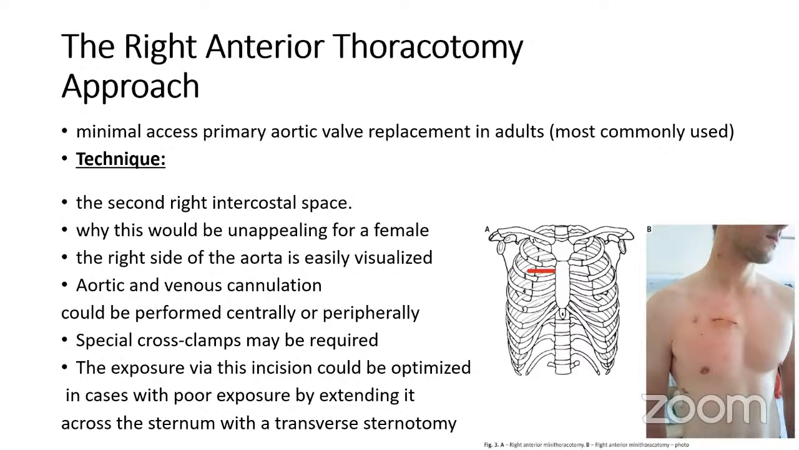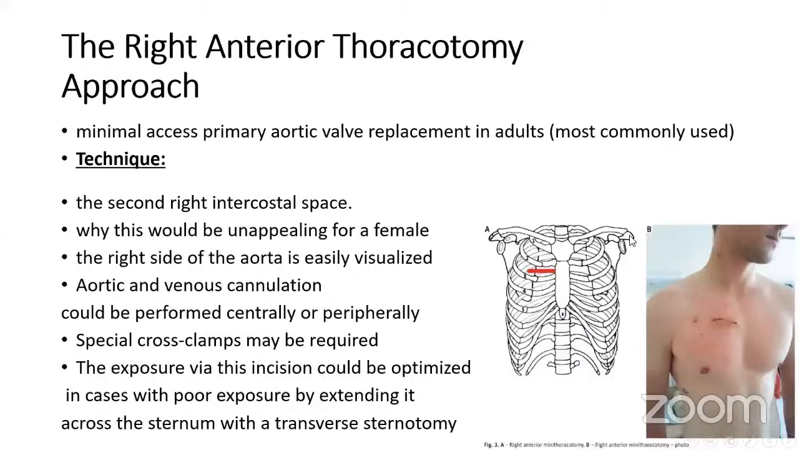Then the aortic and venous cannulation will be done, and it is better done peripherally if you can. Then a special clamp may be required to reach the aorta. It's not the usual clamp used in conventional surgery. Exposure via this incision could be optimized, but sometimes you cannot see the aorta, or while dissecting you cannot expose the aortic valve efficiently.